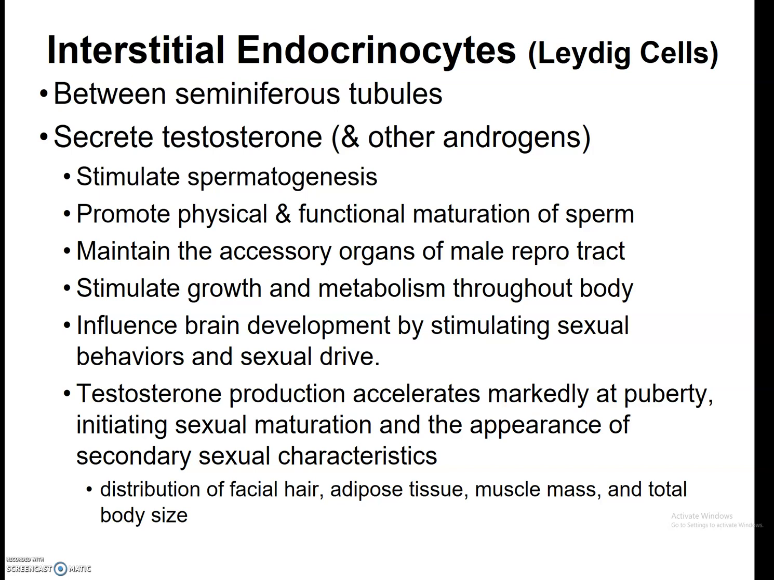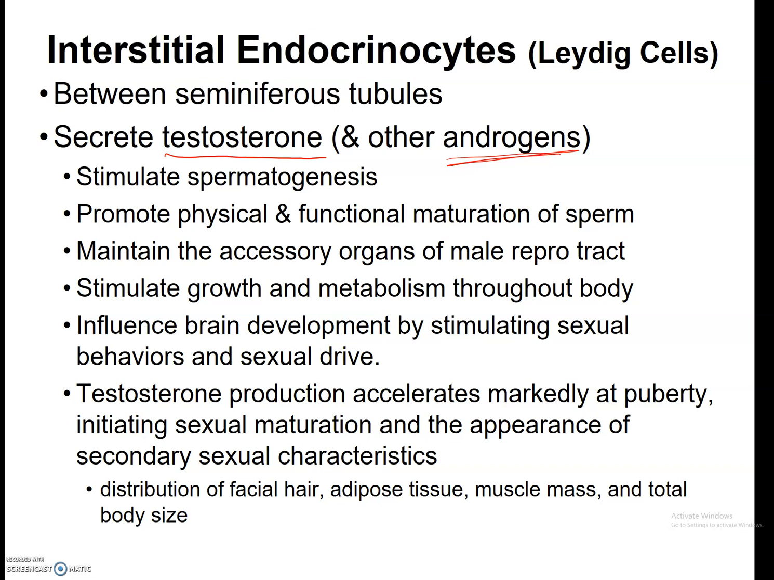So between the seminiferous tubules, we have the interstitial endocrinocytes, or the Leydig cells. And so the Leydig cells are the endocrine portion of the male reproductive system, or of the testes. These are the cells that are going to be secreting testosterone and other androgens. Don't worry about what they are right now. Testosterone is the main androgen that we find being produced by the Leydig cells, but there are some other androgens as well.